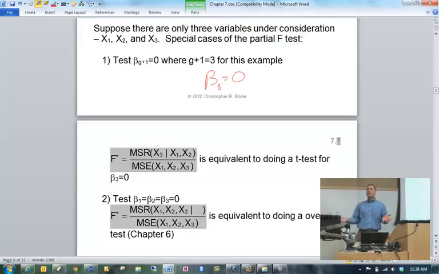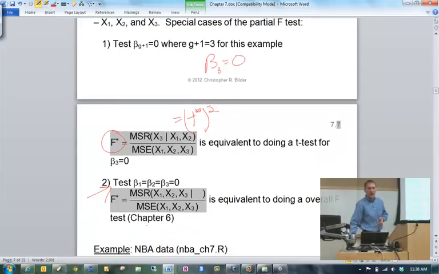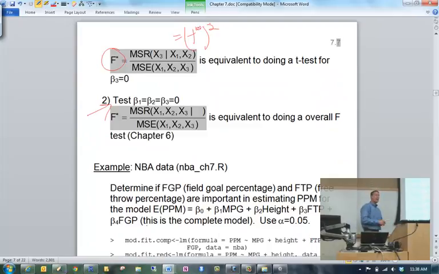Well, a partial F-test would do the same thing. You could do a partial F-test, get an F star. That will be equal to your t star from a t-test squared. Similar thing with the critical values. An overall F-test would test beta 1 equals beta 2 equals beta 3 equals 0. Well, we could also phrase this in terms of a partial F-test, where now look at the numerator here: the MSR for x1, x2, and x3 given nothing else is in the model.